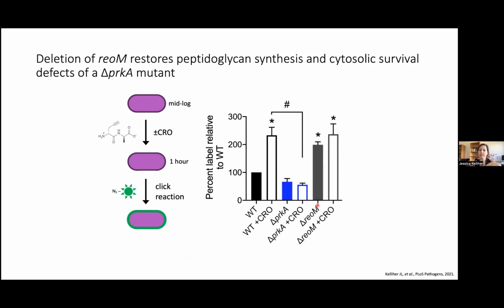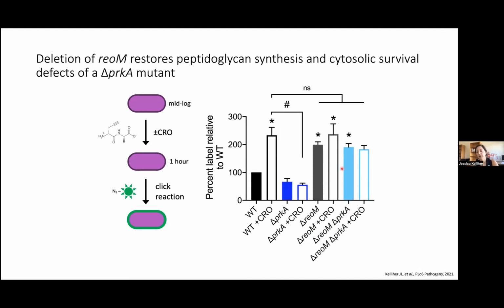On the other hand, an REOM mutant has constitutively higher peptidoglycan synthesis, even in the absence of stress. And this is consistent with the idea that we've removed that negative impact on murA protein levels. And if we delete REOM in a PERK-A background, we can completely restore peptidoglycan synthesis in that strain, suggesting that PERK-A is phosphorylating REOM in order to increase peptidoglycan synthesis during stress.